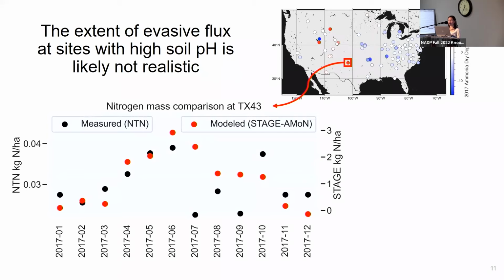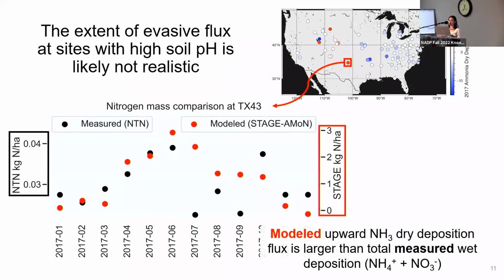The black are measurements of nitrogen deposition from NTN, and the red are our framework for AMoN. I just want to call your attention to the difference in the y-axis on this plot. There's several orders of magnitude difference between what is observed to be deposited through NTN versus what is represented as an upward flux.